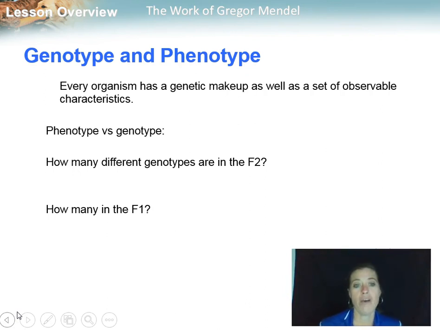So, how many different genotypes were in that F2 generation? Well, there was 3. All of them were represented. How about in the F1 generation? There's only 1. All the F1 generation was heterozygous.